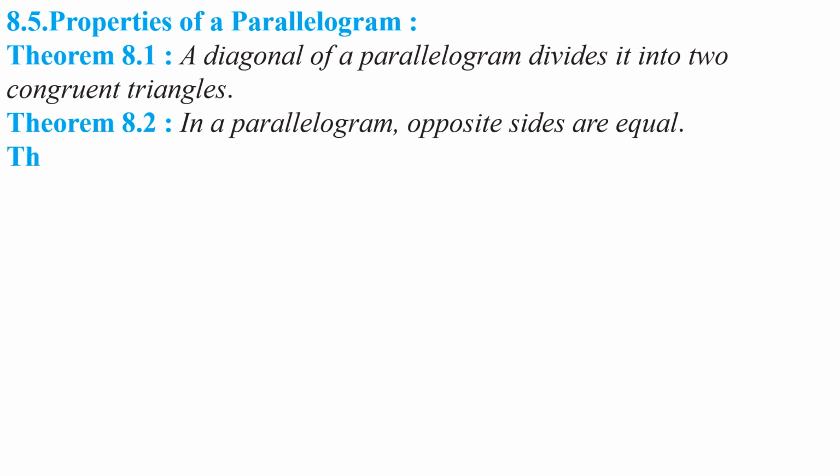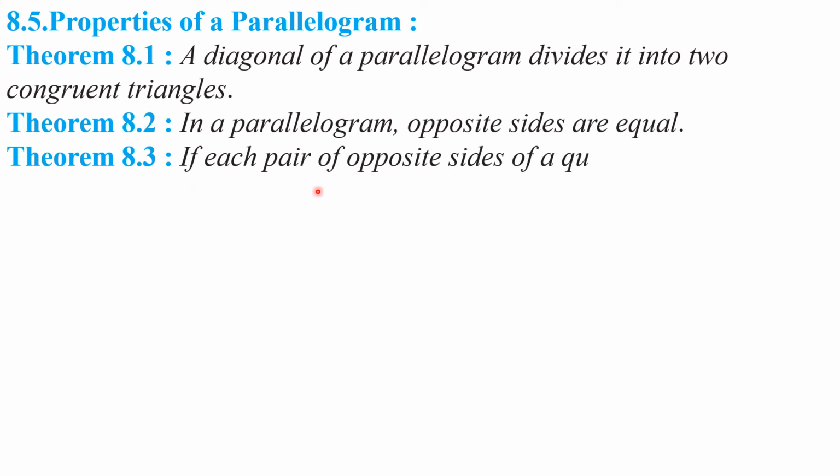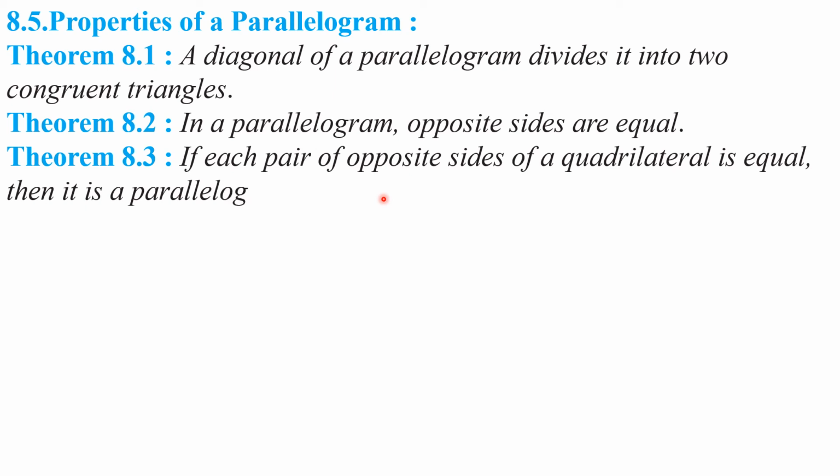Now come to the third property. It is given as the statement of theorem 8.3. If each pair of opposite sides of a quadrilateral is equal, then it is a parallelogram. In any quadrilateral, if each pair of opposite sides is equal, then the quadrilateral is called a parallelogram.